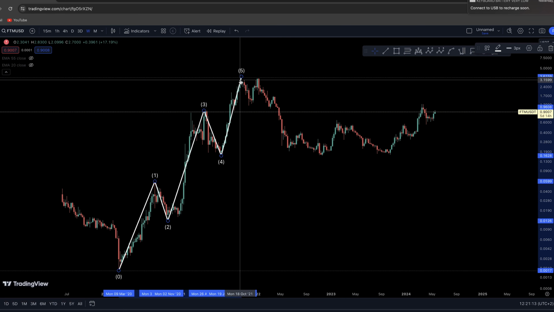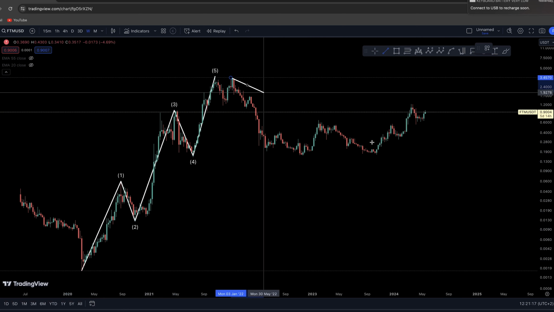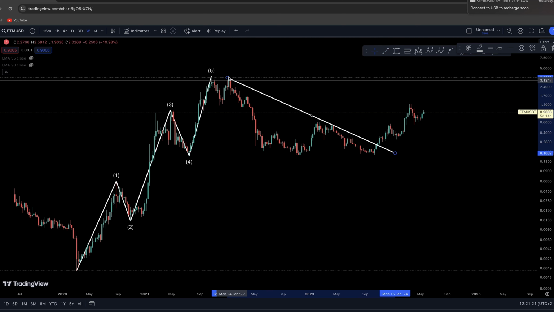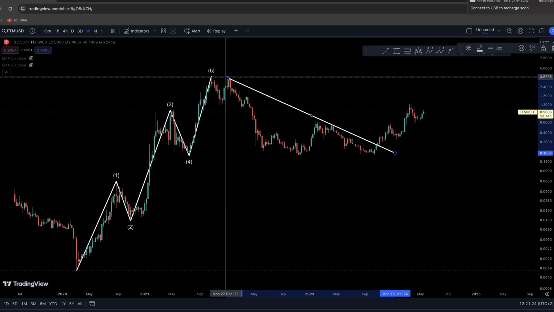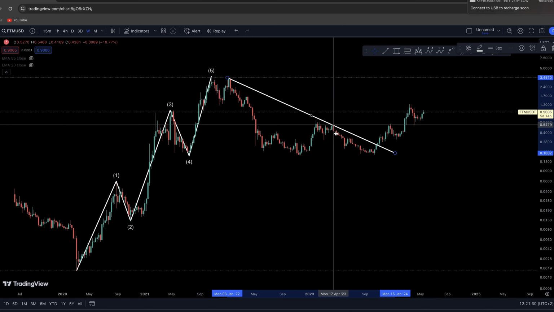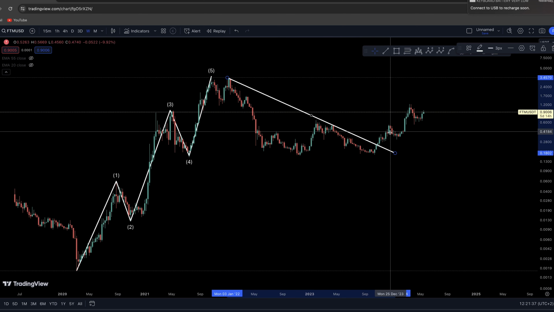Now from this high, what happened here got very interesting. We formed this descending level of resistance that I wanted to keep in mind as well. You can see that from this second attempt, where we put in a slightly lower high than the all-time high, we started rejecting, and this was a key level of resistance moving forward. And it wasn't until October of 2023 that we actually broke that. I'll get into that in a second.